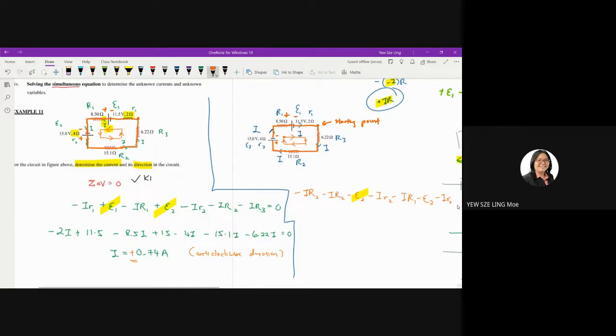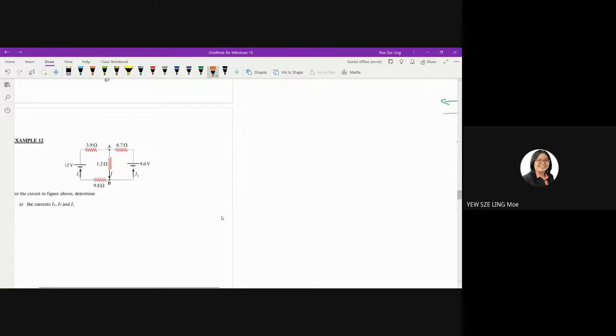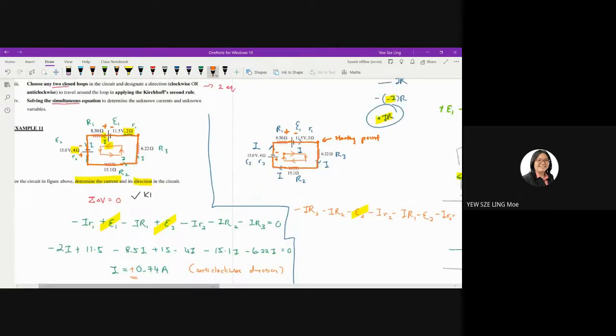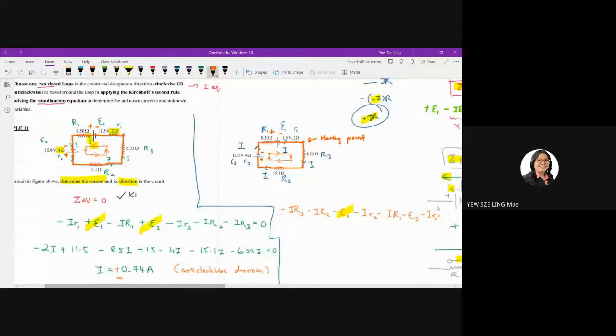That marks the end of my equation, equals to 0. So if you plug in the values and rearrange it, eventually you will get I equals to negative 0.74 ampere. Now that you have a negative sign, what should you do?